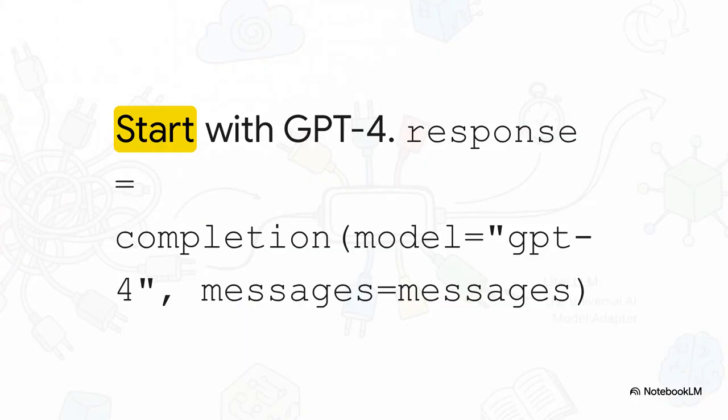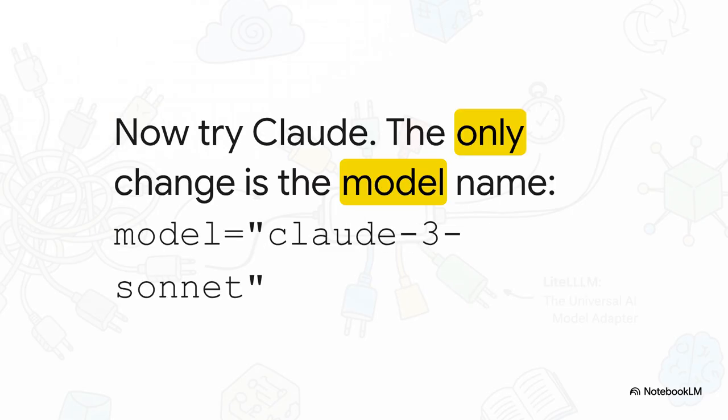Okay, let's look at some actual code, because this is where it really clicks. Here, we're making a call with GPT-4. You can see we just import completion from LiteLLM, and in the model parameter, we just say GPT-4. Super standard, right? Now, what if we want to use Claude instead?